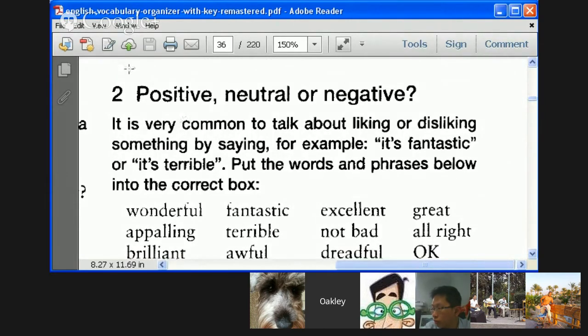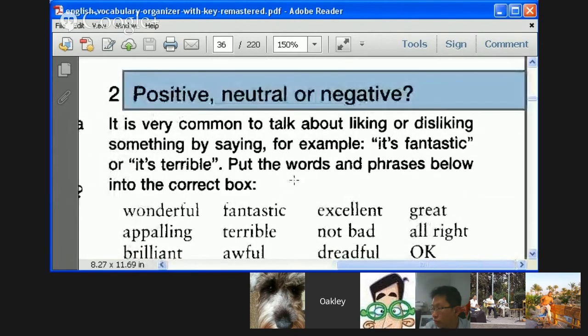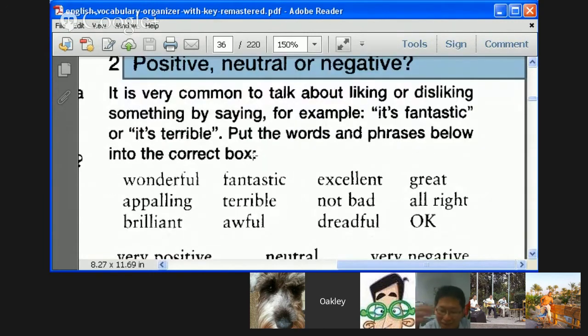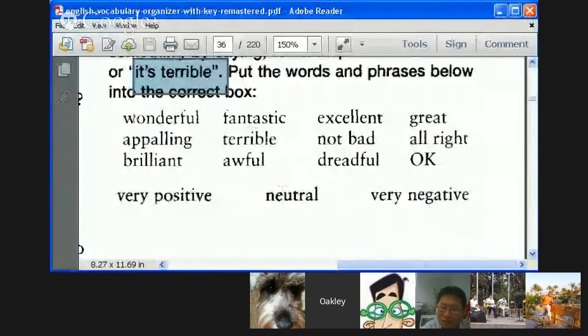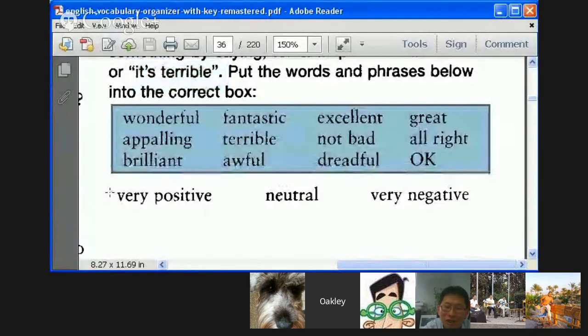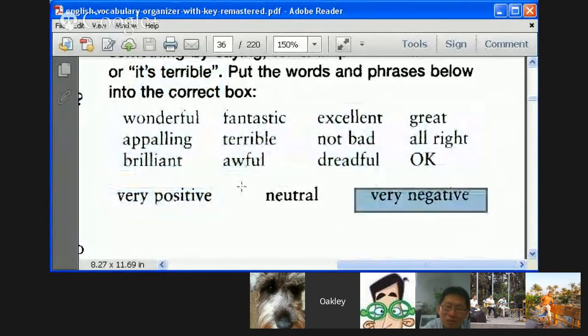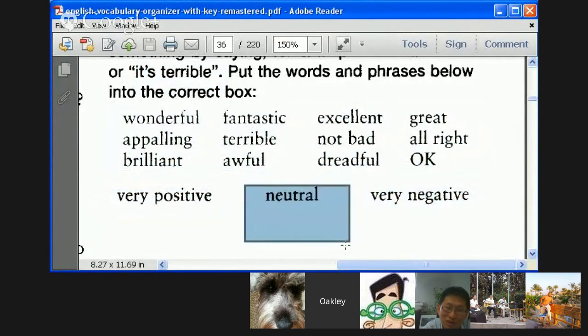We're going to do another exercise. Positive, neutral, or negative. Okay. It's fantastic. Great. It's terrible. That's bad. Where do these words belong? Very positive, very negative, or kind of neutral? Let's zip around the class right now and try it.